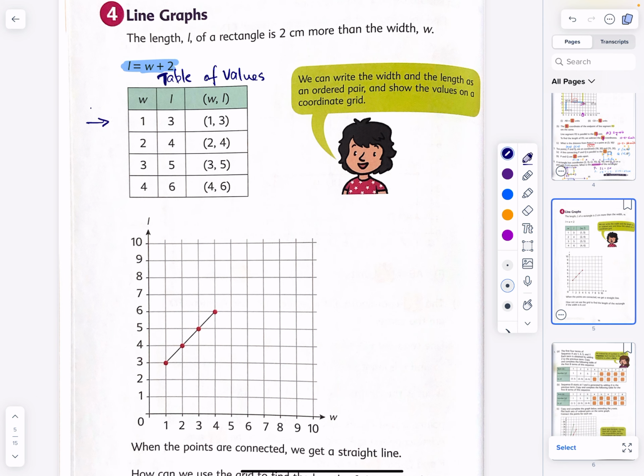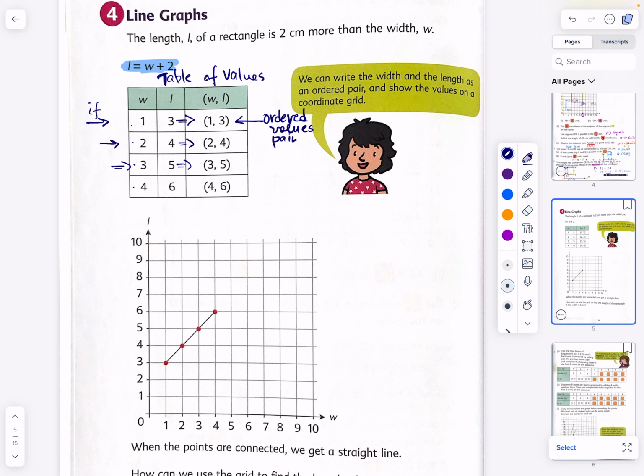And you read it this way. If width is 1, length is 3. And we can write it as an ordered pair. If the width is 2, the length is 4. If the width is 3, the length will be 5, and so on. And we came up with 4 points and 4 ordered pairs.